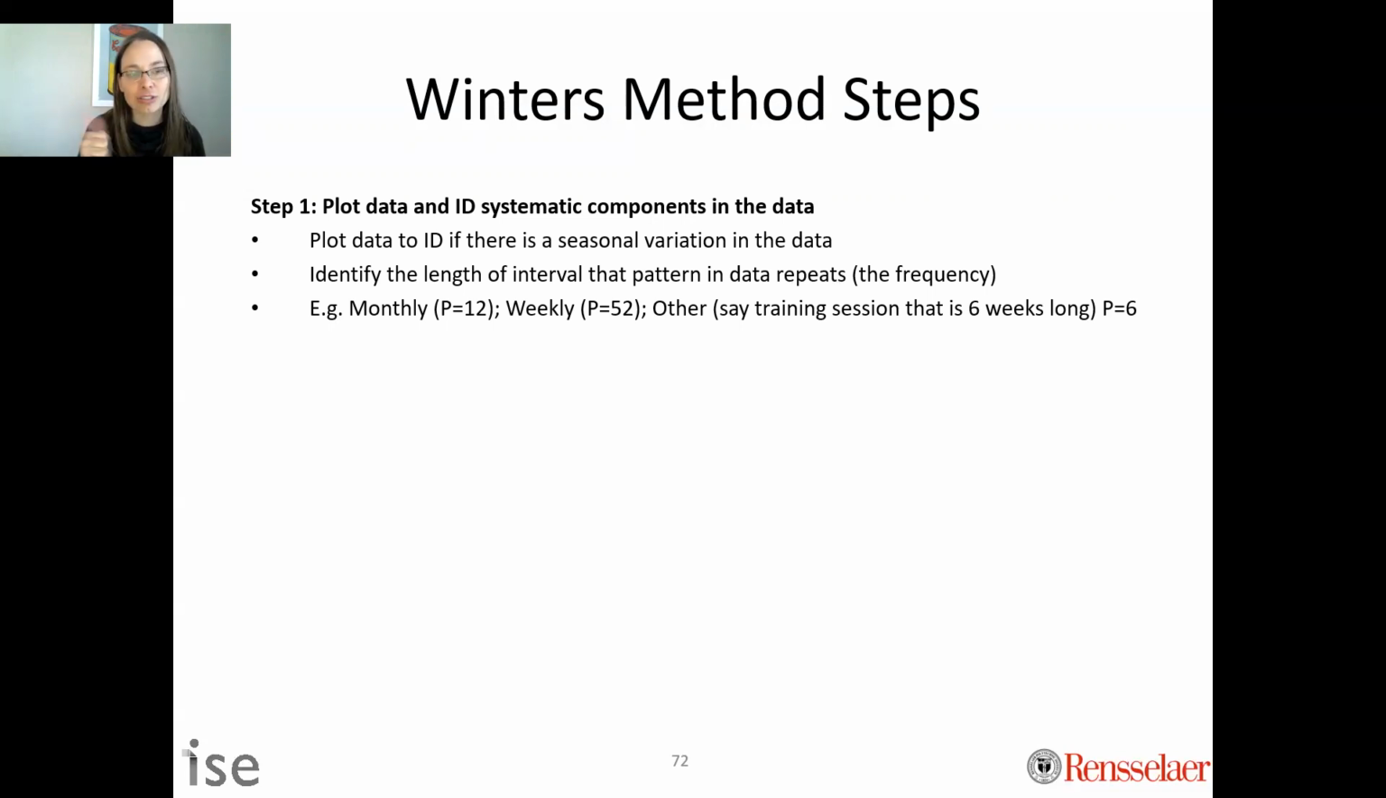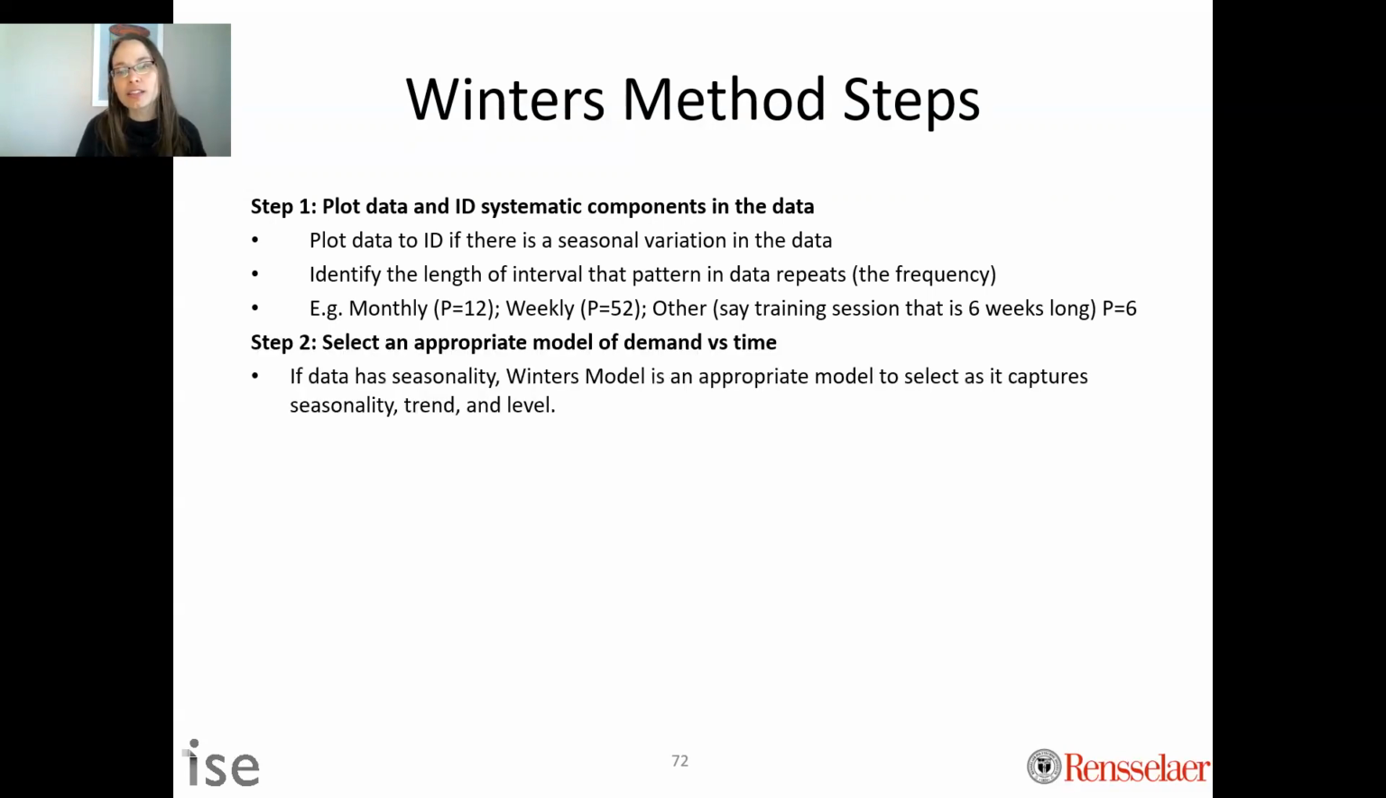So there is an extra step. You have to identify the systematic components, that it would have a level, trend, and seasonality. But if it has seasonality, what's the frequency of that? And then select an appropriate model of demand versus time. And so again, if they have those 3 components, Winters is an appropriate model for those systematic components.